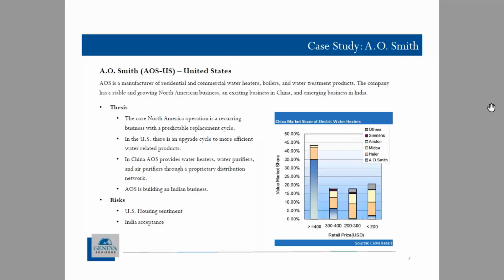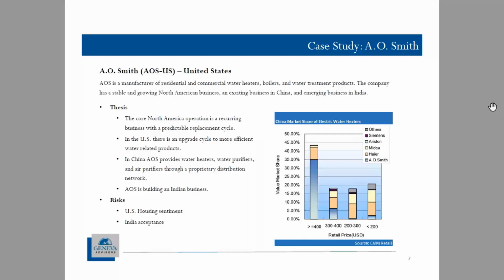It's highly predictable, it's highly cash generative, and right now it's a unique time because what we're seeing is more and more people moving to energy efficient products, which is driving increased sales. This part of the business is also generating enough cash that it's allowing A.O. Smith to move into China and India, where the really exciting growth is coming.